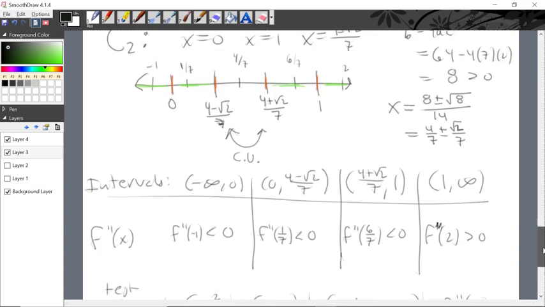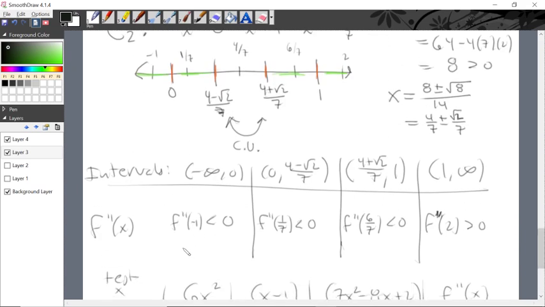All right. We have that this function is going to be concave down from -infinity to 0. It's also going to be concave down from 0 to 4 minus root 2 over 7. It's then going to be concave up between 4 minus root 2 over 7 and 4 plus root 2 over 7. Then it's going to go back to concave down again. And then it's going to go to concave up.